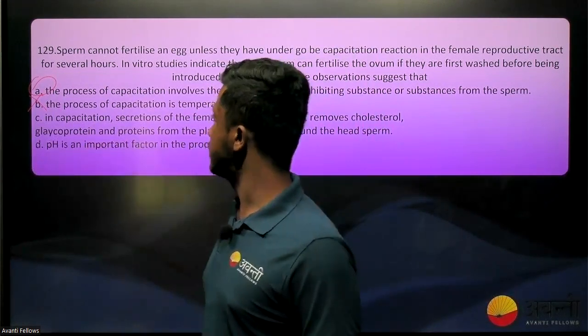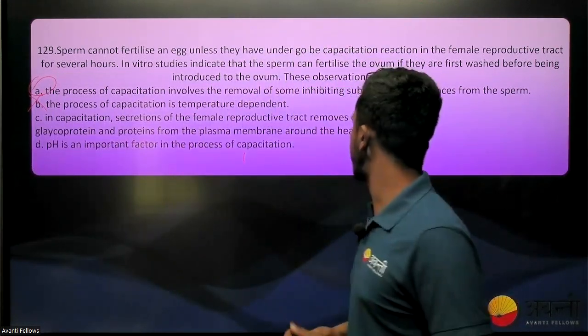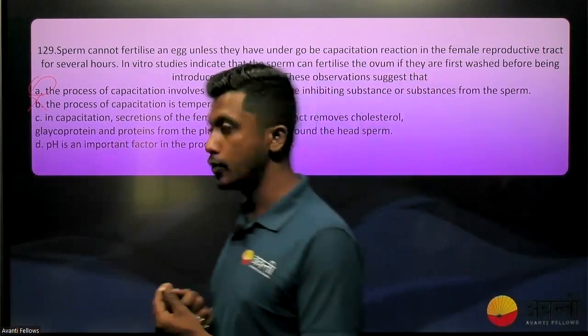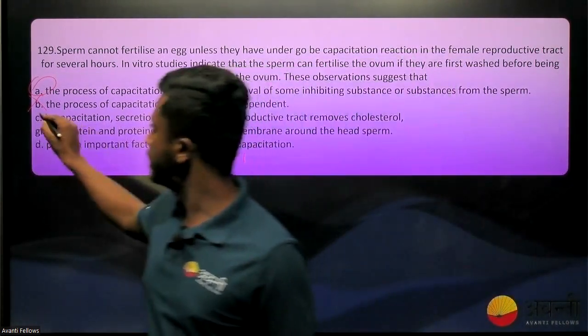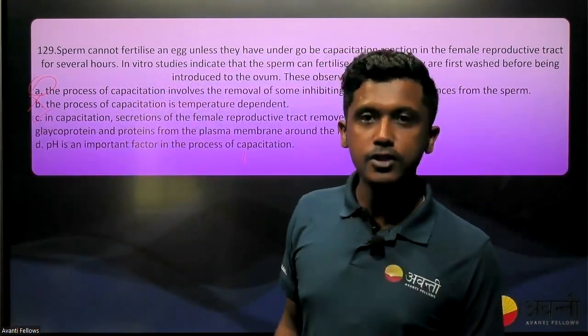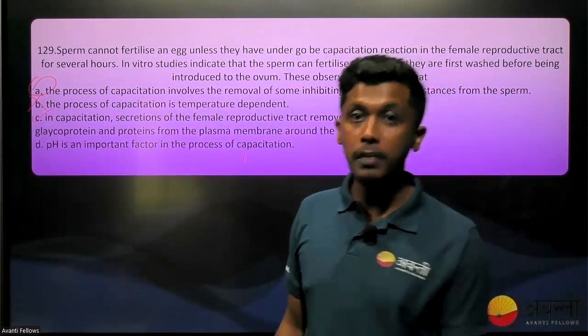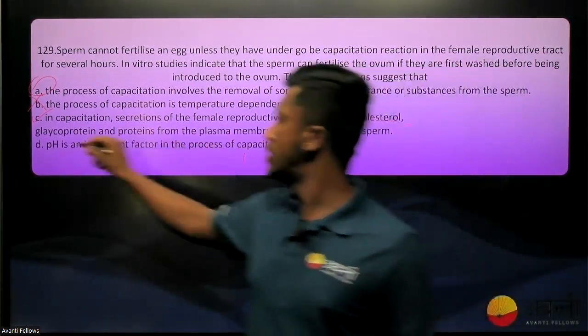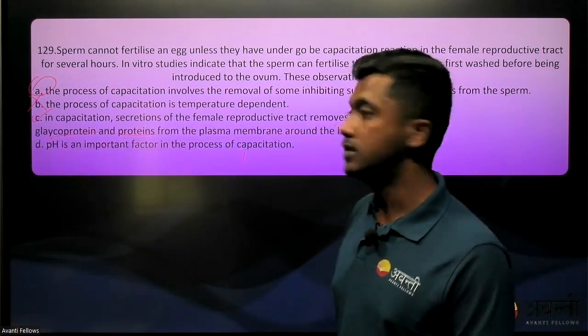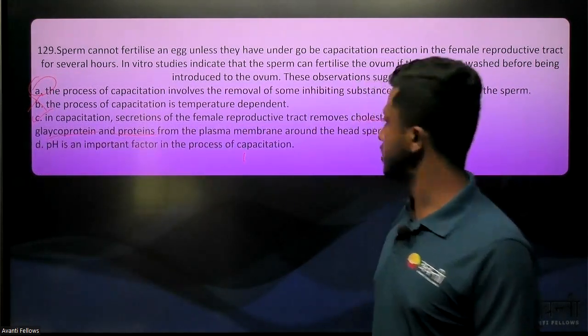Next one, in capacitation, secretions of the female reproductive tract remove cholesterol, glycoprotein, and proteins from the plasma membrane around the head of the sperm. So this is also right. This happens during capacitation. That gives mobility and maturity to the sperms by removal of cholesterol, glycoprotein, and the protein which is present in the plasma membrane around the sperm head.